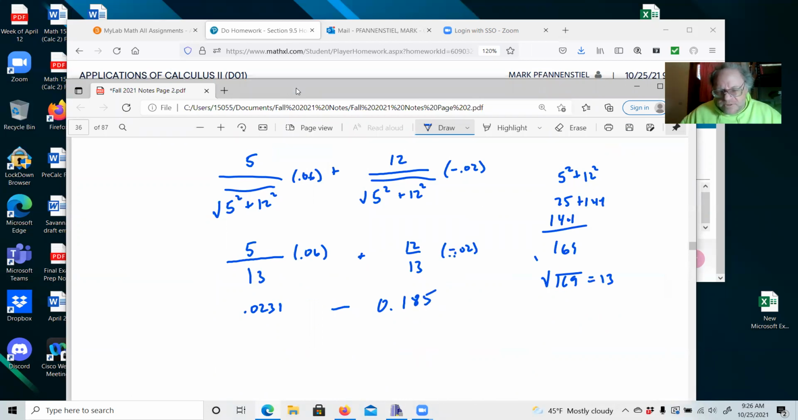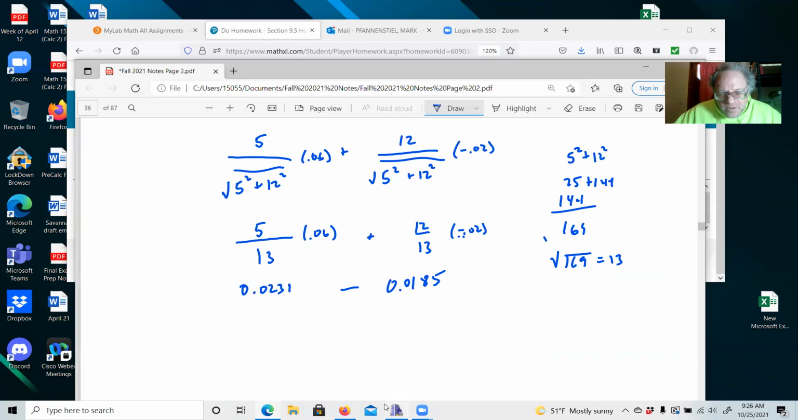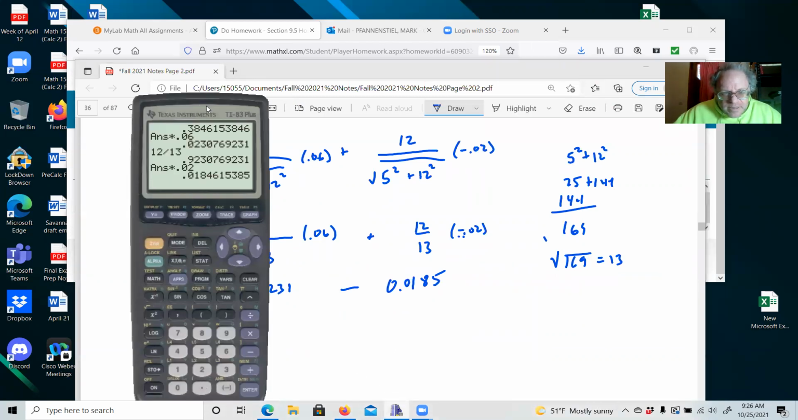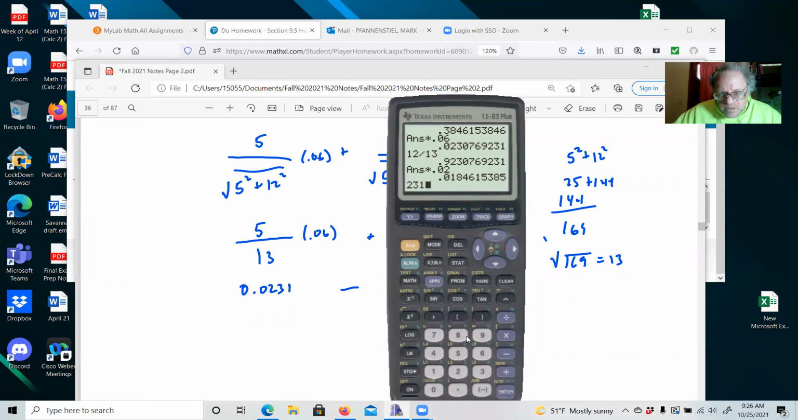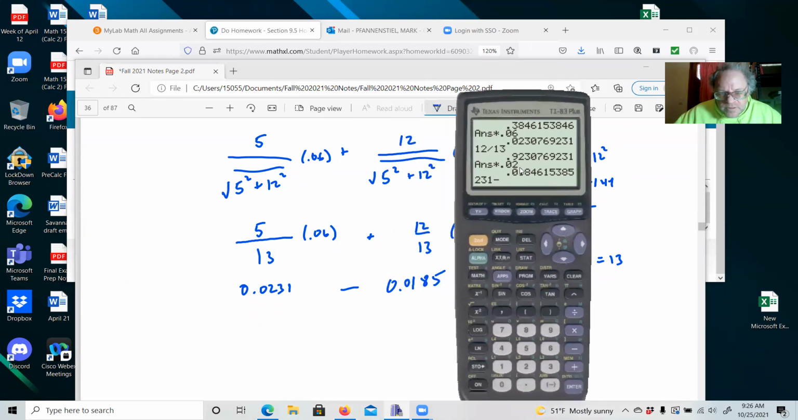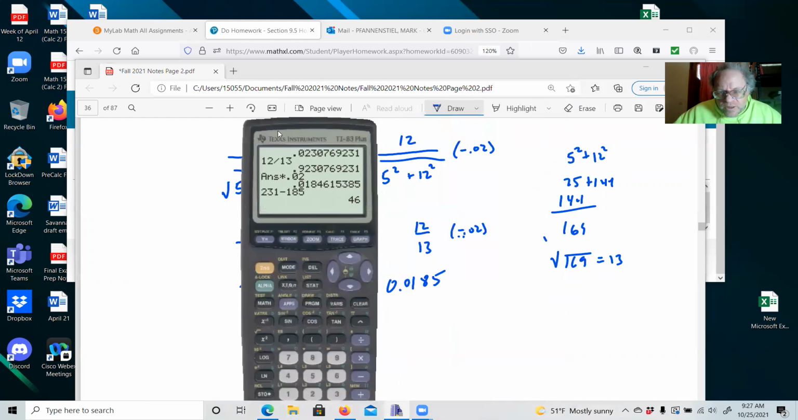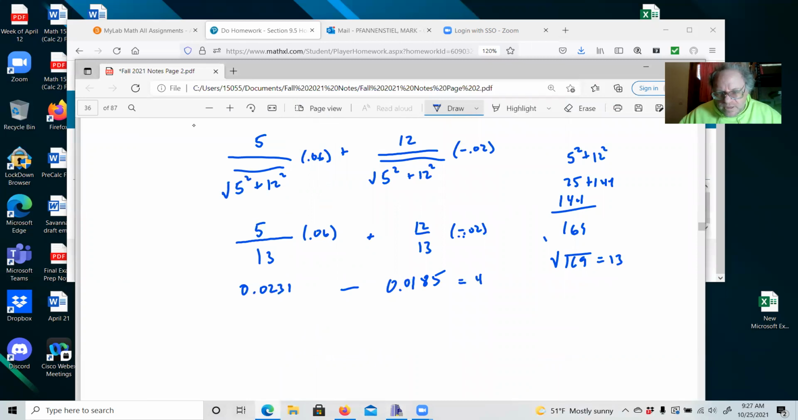And the negative is over here, so we're just going to add these up. I missed a 0 in here, didn't I? Let's go ahead and put that in there. So let's see here. We've got 231 minus 185. That's 46. So we're going to need 0.0046.